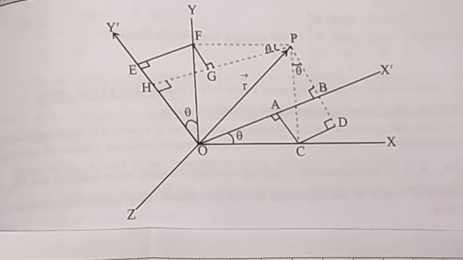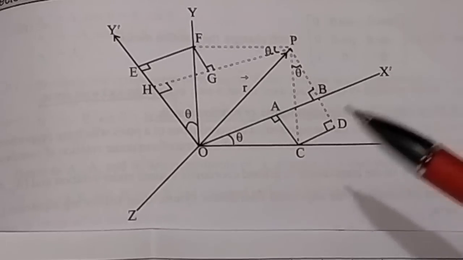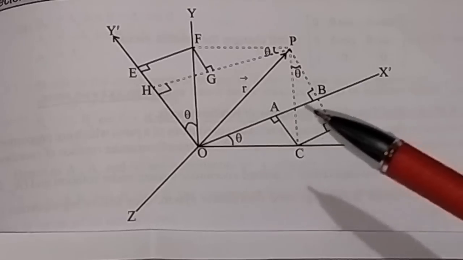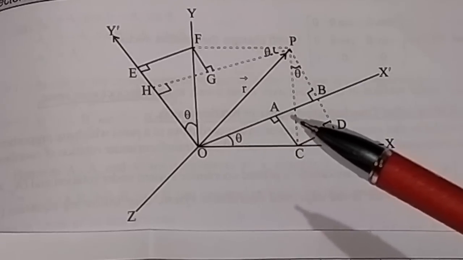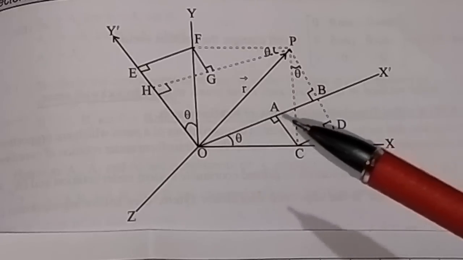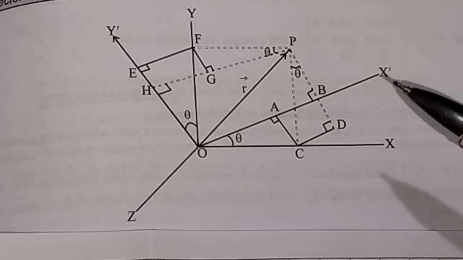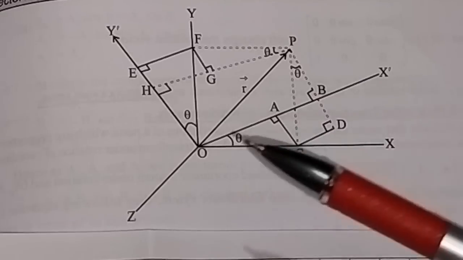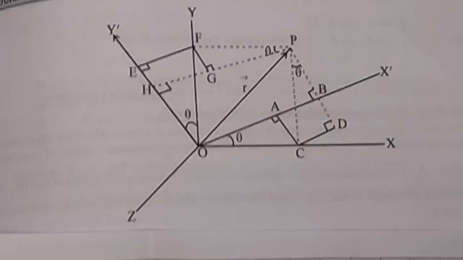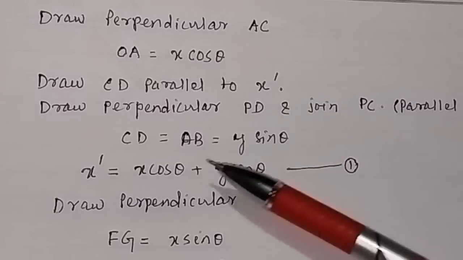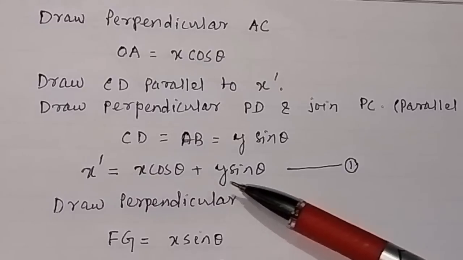So you can write x prime, which is equal to OA plus AB. OA we have found to be x cos theta, and CD, which is equal to AB, is y sin theta. So you can write x prime is equal to x cos theta plus y sin theta. So you write the equation x prime is equal to x cos theta plus y sin theta.